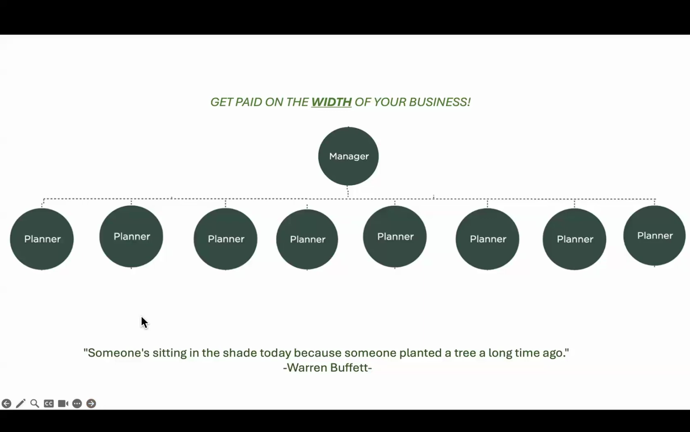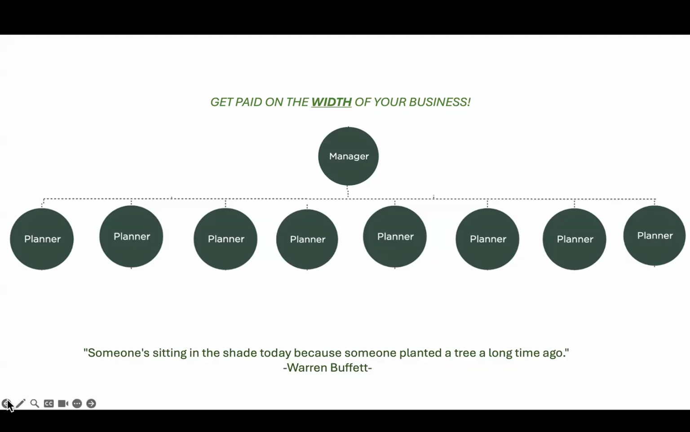Now, I want you to remember I said this, okay? Someone's sitting in the shade today because someone planted a tree a long time ago. What I mean by this is every compensation plan has an intention, right? The reason why in the beginning you're getting paid on level 1 and I'm telling you to go wide is because when the uni level kicks in, you're getting paid on your width and you're setting yourself up for bigger bonuses. Okay, so stay with me here.